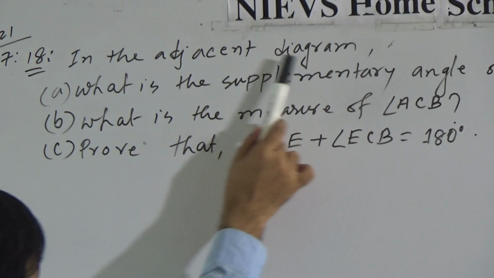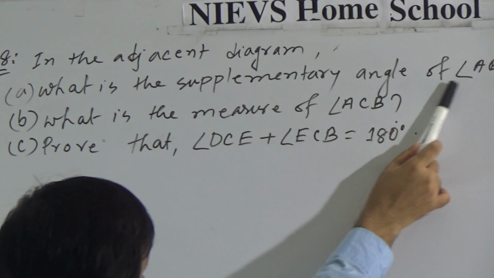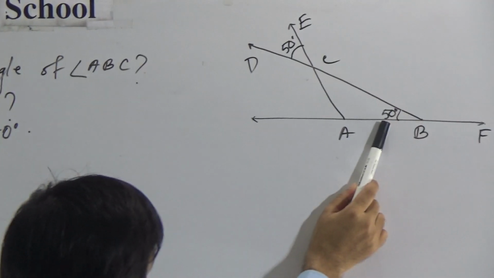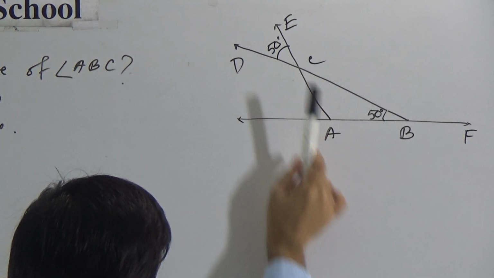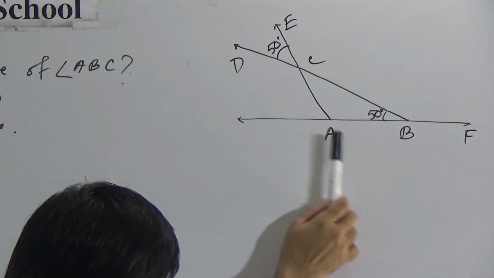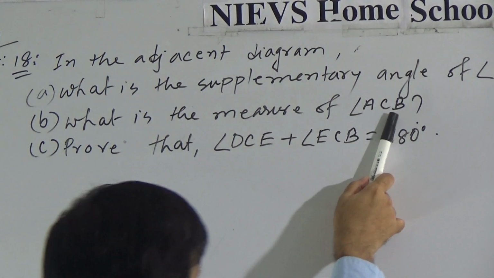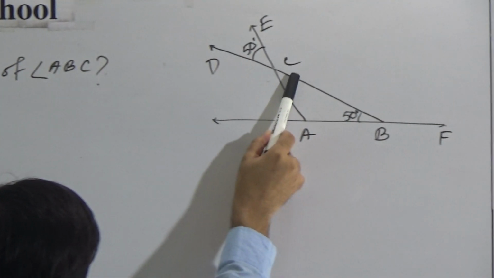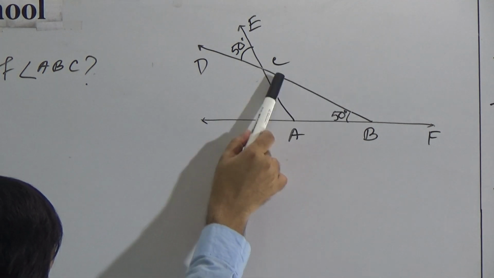In the adjacent diagram, first question, what is the supplementary angle of angle ABC? It means that we need to find the supplementary angle of angle ABC. This is our first question. Question B. What is the measure of angle ACB? We need to find the measure of angle ACB, means this angle.